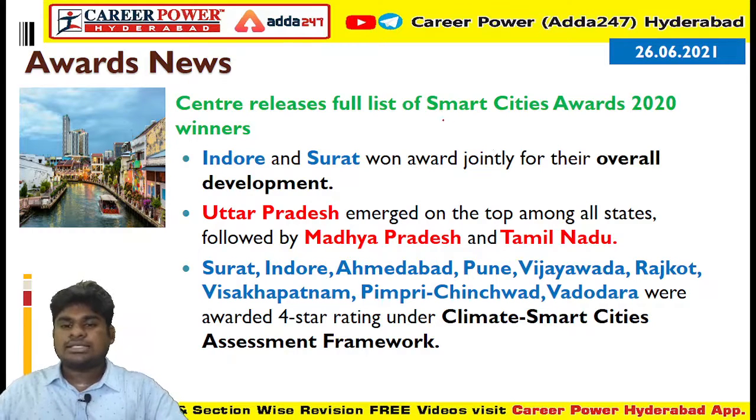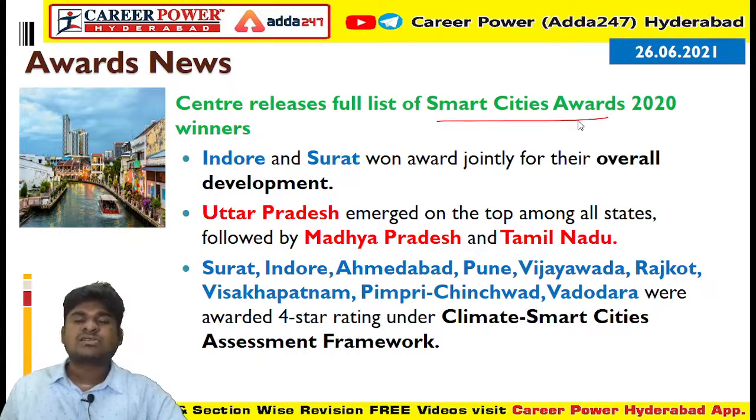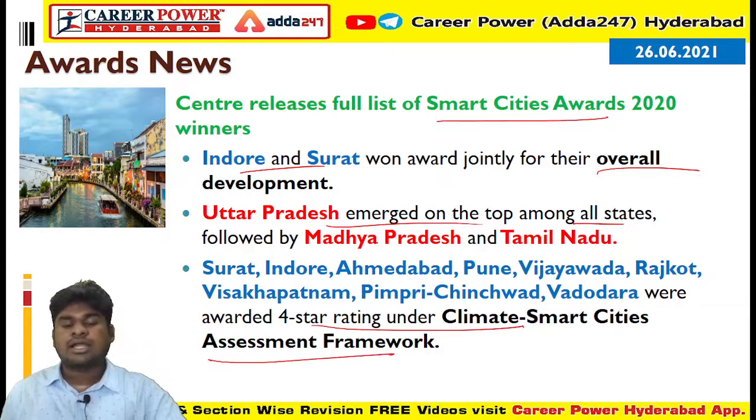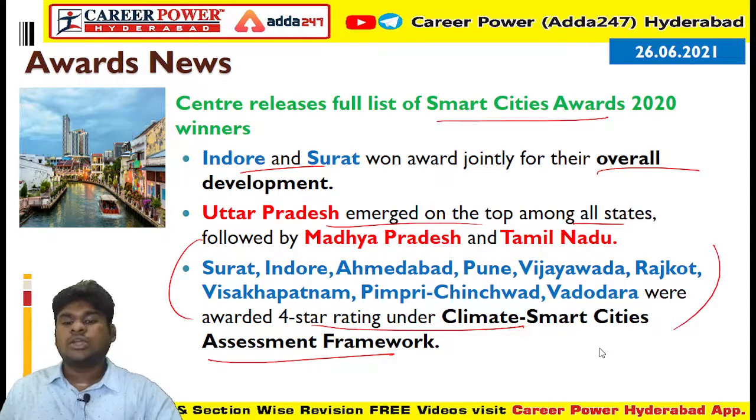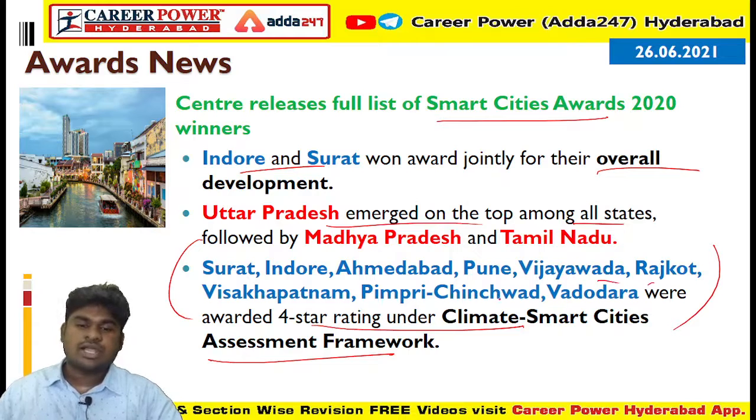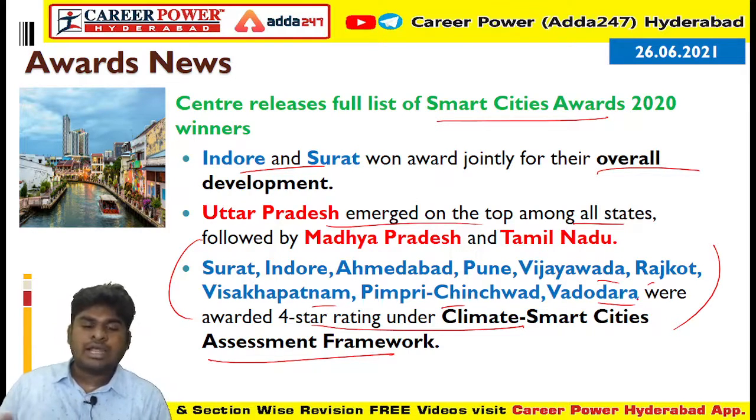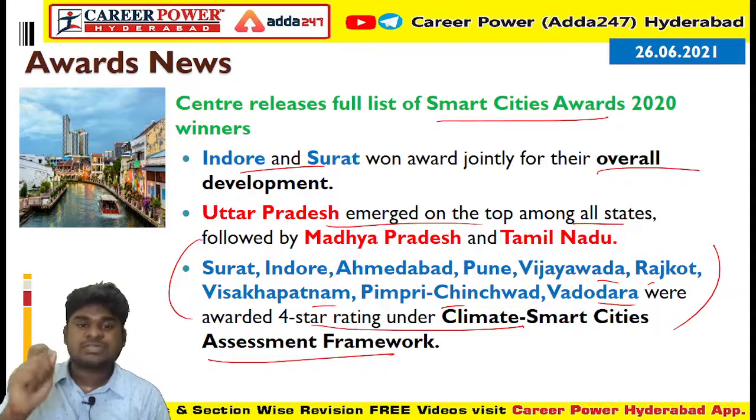The central government has released the list of the Smart City Awards 2020. In the overall performance, Indore and Surat have won the award. Uttar Pradesh is at the top among the states. In the 4-star ranking in the Climate Smart Cities Assessment Framework, the top cities are Surat, Indore, Ahmedabad, Pune, Vijayawada, Rajkot, Visakhapatnam, Pimpri Chinchwad and Vadodara. They were awarded in the Climate Smart Cities Assessment Framework.